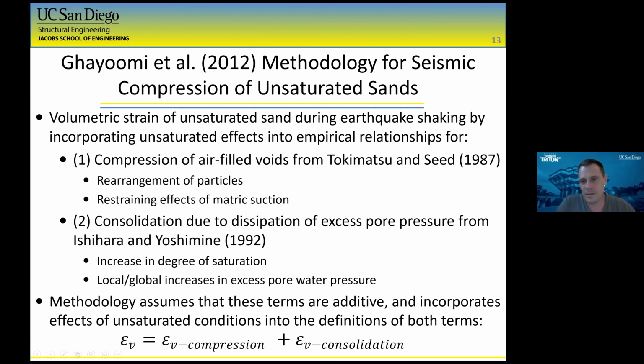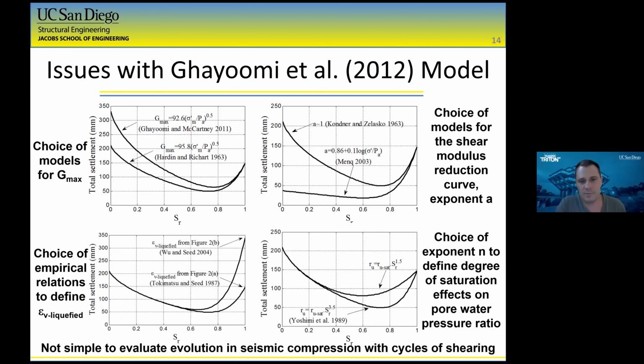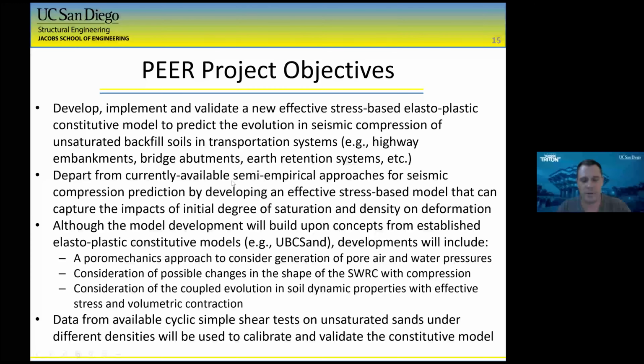This model works. It gives you a total amount of volumetric strain in a soil layer for a given shaking event. However, you can really get whatever relationship you want, depending on the parameters that you choose. So you can have choices of different components in the model, and it's going to change the shape of that U-shaped relationship that I showed before. Further, it's not very simple in this empirical model to tell us the evolution in the seismic compression with the number of cycles.